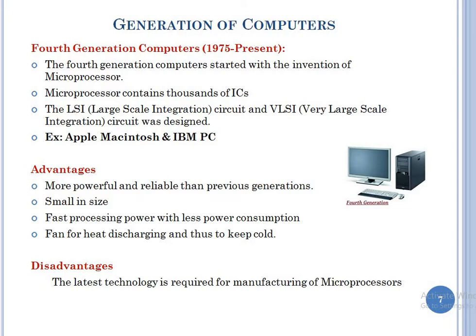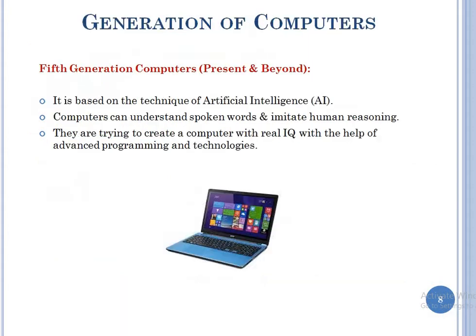It is more powerful and reliable than the previous generations. It is smaller in size, with fast processing power and less power consumption, and a fan for heat discharging to keep it cool. We are going to see the disadvantages of this generation. The latest technology is required for manufacturing of the microprocessor.